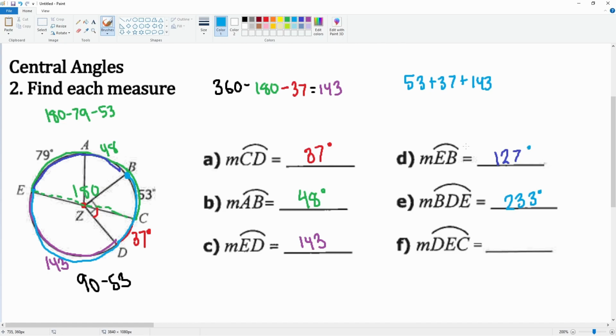Okay. And then let's now take a look at DEC. D is right here, E and C. Oh, well, that looks like that is just 360 minus that red part, which should get me what's left over. So 360 minus 37 gets me 323. 323 degrees. All right, there you go.